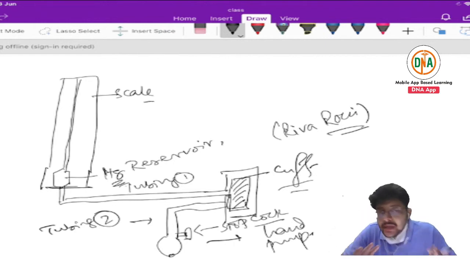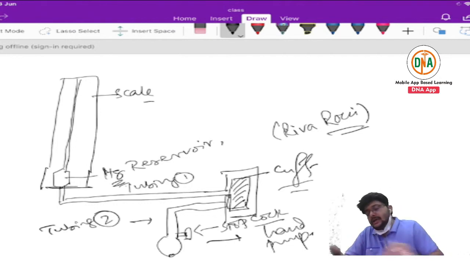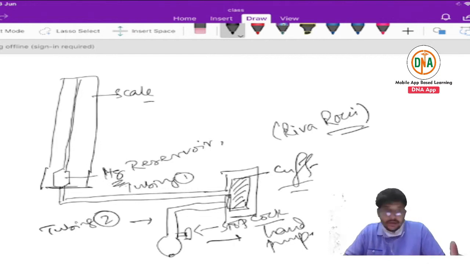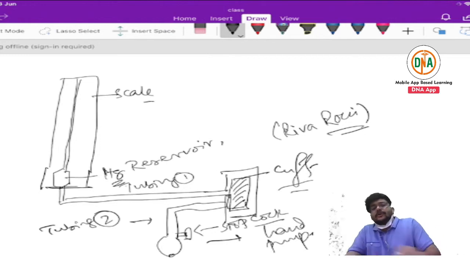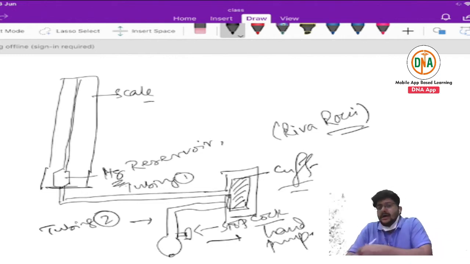So how do we actually measure blood pressure on a sphygmomanometer? If someone is following our class and is interested, I expect you to send me how we actually measure the blood pressure. One question that I am asking you right now: suppose we put the cuff on the arm of a patient. We are just discussing blood pressure measurement techniques.